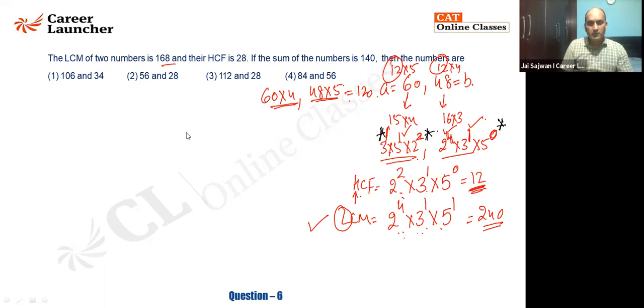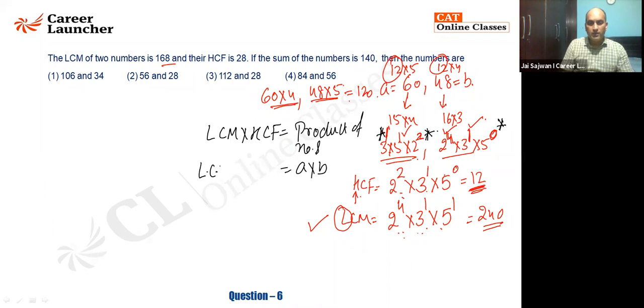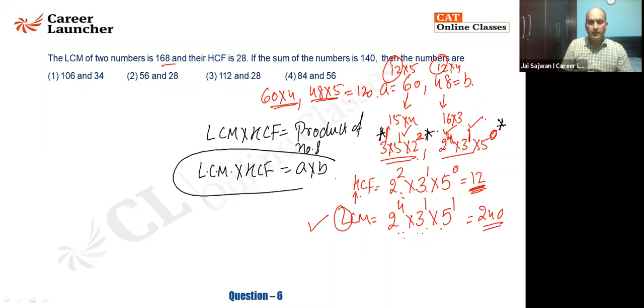So whenever two numbers are given, that means LCM into HCF of the two numbers should be equal to the product of the two numbers. Product of two numbers means multiple of two numbers. So A into B is equal to LCM into HCF of A and B. Is it clear? Because in LCM you are taking the highest power, in HCF you are taking the lowest power of the prime numbers. Fine.